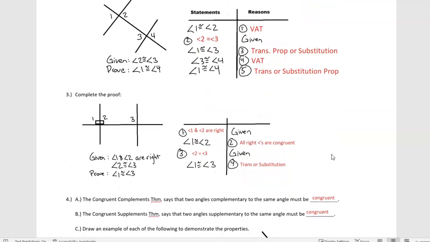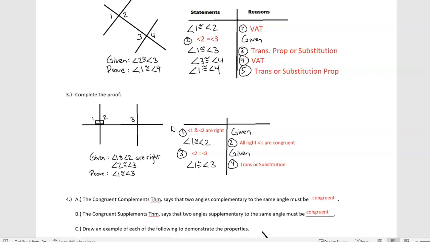Now, when we're looking at this one, it says 1 and 2 are right. That's the given. That's the only given we had there. Actually, we had two givens. You had to know which one made sense. Since the second step had to do with right angles, it only made sense for the first part of your proof to have to do with the right angles. You had two options, 1 and 2 are right, or angle 2 is congruent to angle 3. The one that made sense to go first would be the thing about the right.